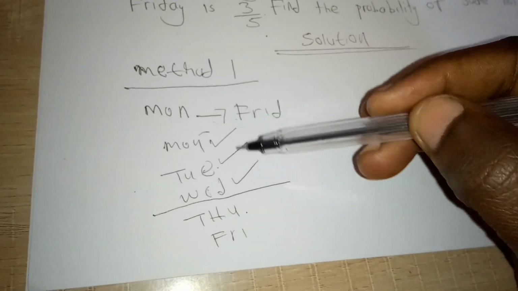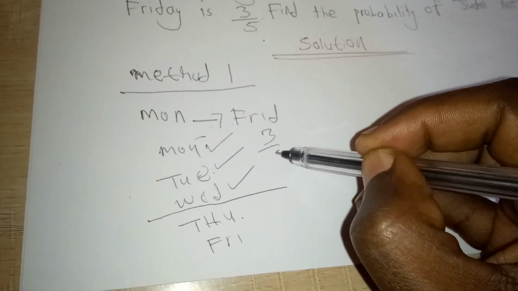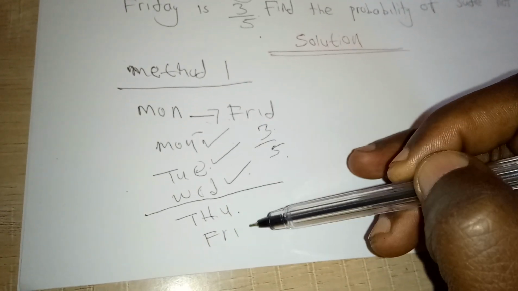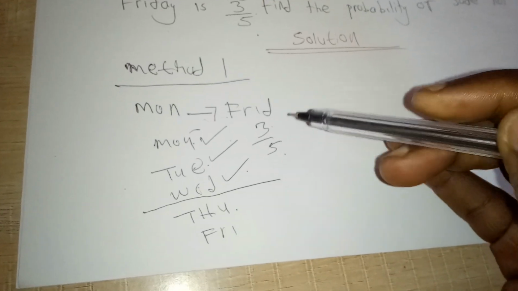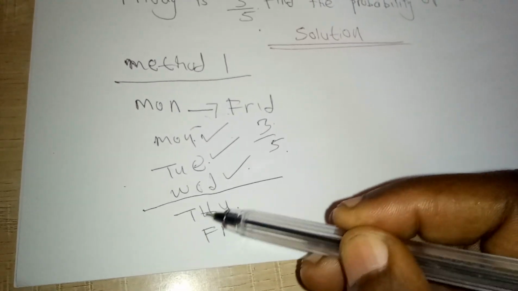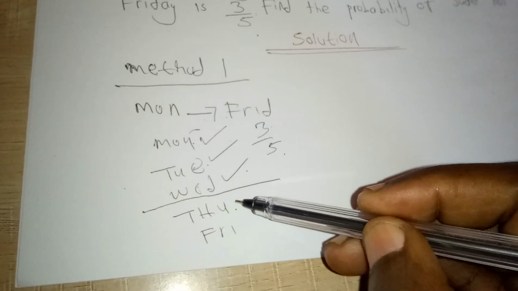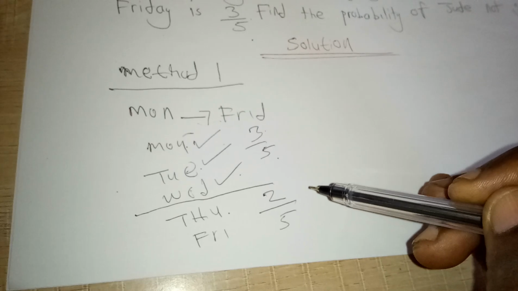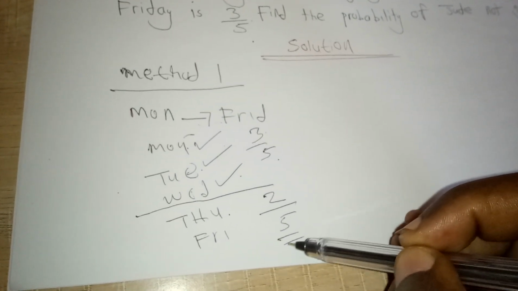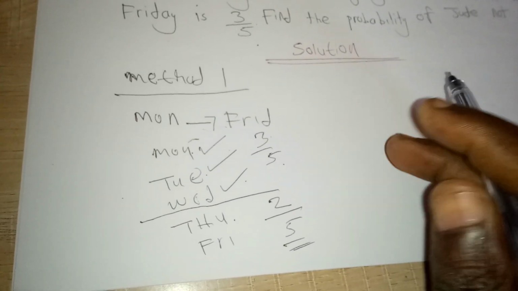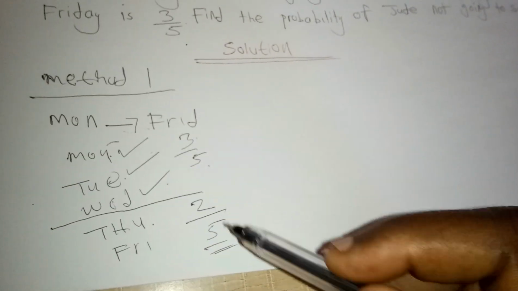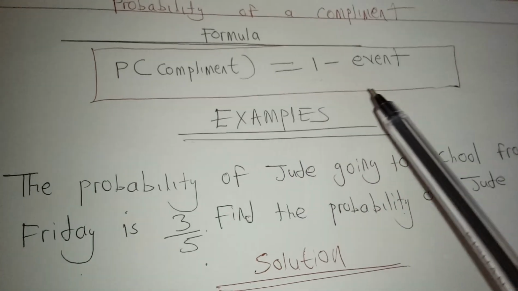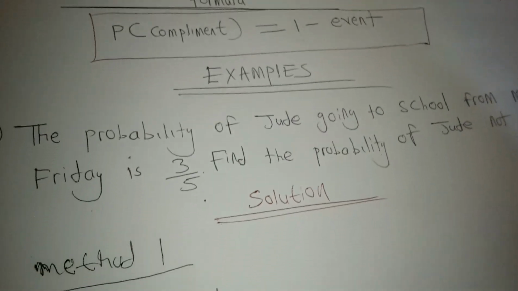Now, these 3 days that she goes to school give 3/5. The 3 is the number of days she goes, and the 5 is the total number of days when you count from Monday to Friday. Then the remaining days are where she misses school. When you count the days, there are 2, so we have 2/5. This 5 represents the total number of days. So the probability of Jude not going to school is 2/5.